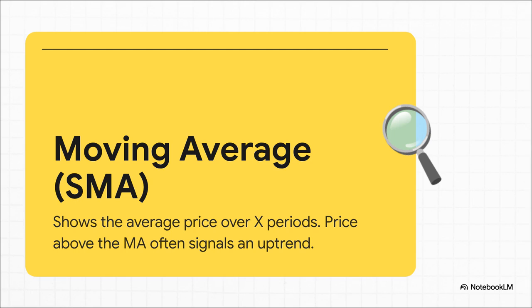Let's take a quick look at just one of those, the moving average. It's basically just a smooth line that follows the price, but it gives you a super simple signal. If the price is trading above the line, things are generally considered to be in an uptrend. If it's below, well, it's a downtrend. It's one of the foundational ideas in all of technical analysis.